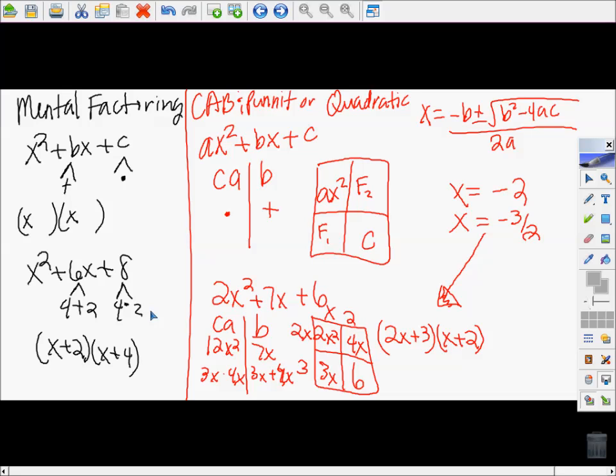So 4 times 2 is 8, and 4 plus 2 is 6. So therefore, my factors are x plus 2 and x plus 4. You all remember that from Algebra 1? Yes. Okay. Moving on, in Algebra 1 and Algebra 2, you learn about the cab and Punnett.